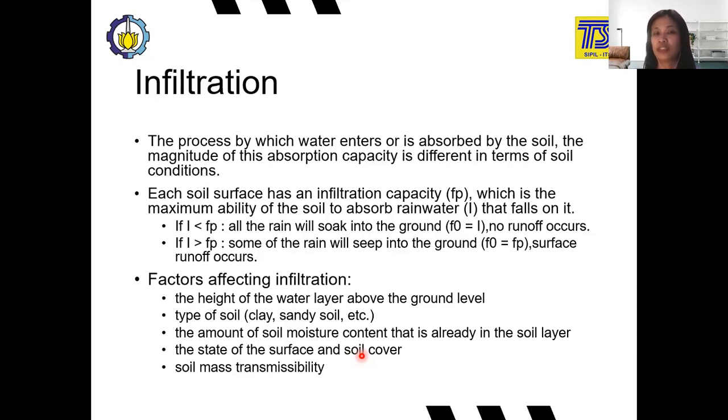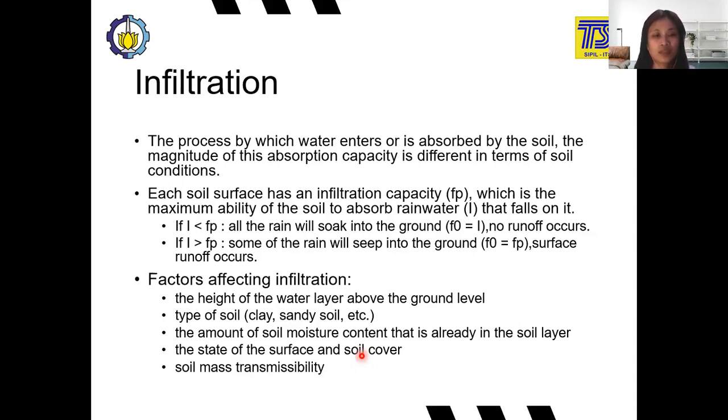So the infiltration will be different, because if the soil is uncovered, it will be easier for water to be absorbed in the soil. But if the soil is covered by, for example, asphalt, it will be more difficult than if the soil is covered by paving block. So asphalt is more difficult than paving block for infiltration, and the uncovered soil is the easiest for water to infiltrate into the soil.